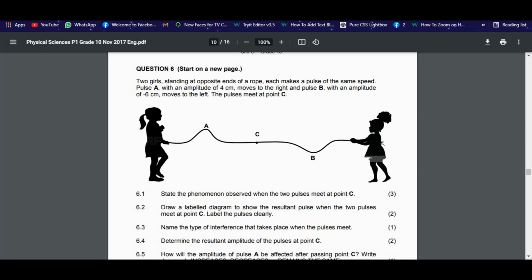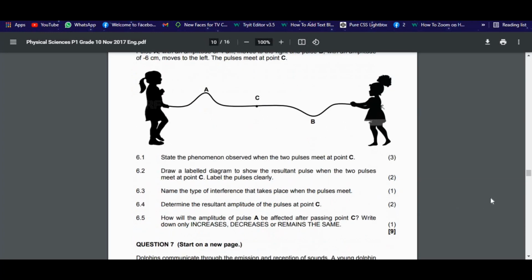Okay, so this is question 6. Two girls are standing at opposite ends of a rope. They each make a pulse of the same speed. Pulse A, with an amplitude of 4 centimeters, moves to the right, and pulse B, with an amplitude of -6, because it's at the bottom, moves to the left. The pulses meet at point C, which is the little middle dot right there.